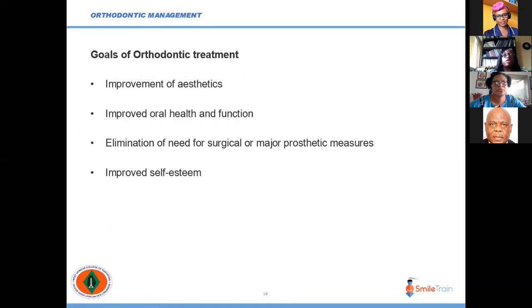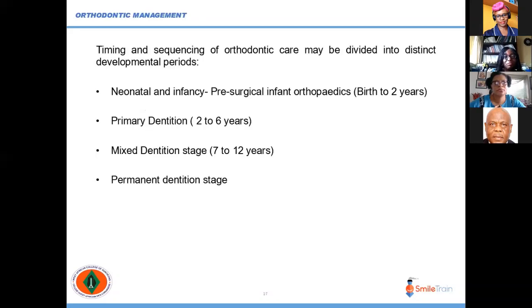The goals of orthodontic treatment include the improvement of aesthetics, improvement of health and function. We help to eliminate the need for surgical or major prosthesis. And last but not least, we improve their self-esteem, changing lives by creating beautiful smiles.